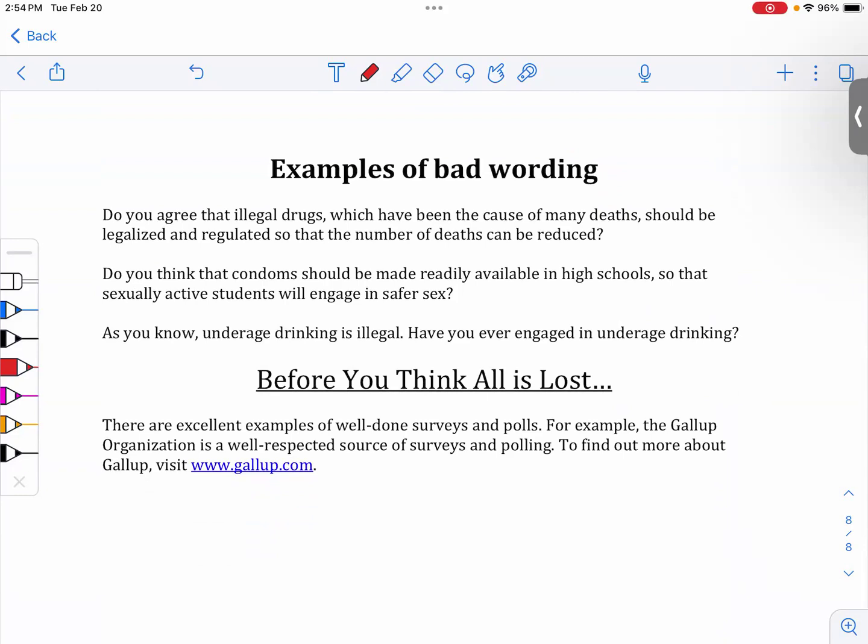Just as a note, before you think all is lost, as I started the class with, Gallup poll is the largest statistical consulting firm in the nation. Every time a sample comes out with some weird results, they redo it and either confirm it or usually disprove it, all right? And so if you ever see something that says Gallup poll, you can trust that source.